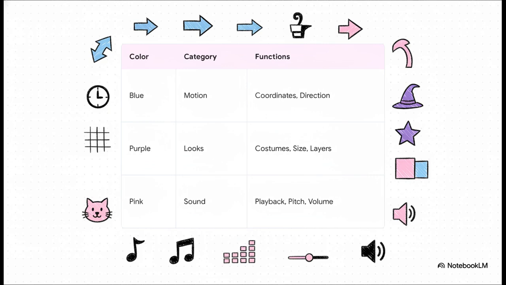Blue blocks always control motion, so dictating coordinates and direction. Purple controls looks, handling costumes, size scaling, and rendering layers. And pink dictates sound, managing audio playback, pitch filters, and volume. Seriously, this color system is going to be your best friend when navigating the interface.